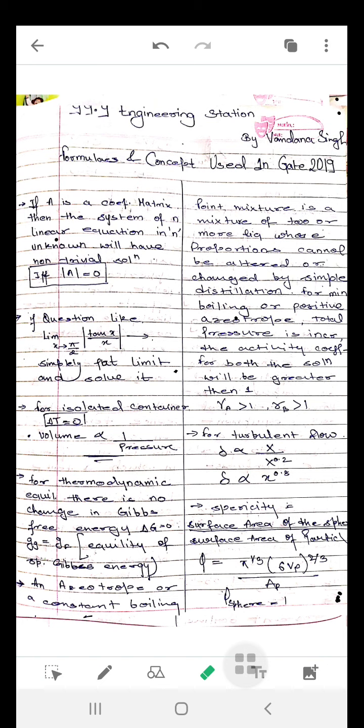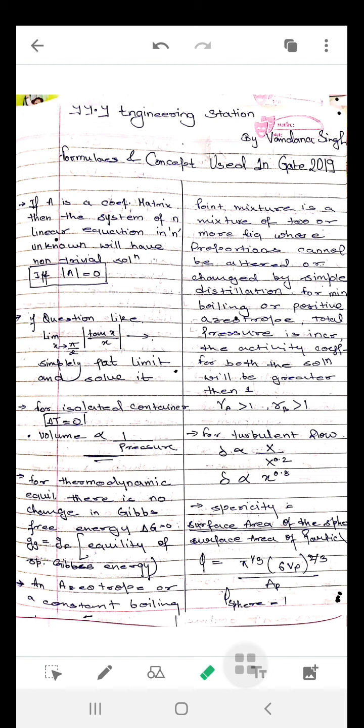In the third question, I just write down the main points: for the isolated container delta T is equal to 0. This is a must, and the volume is inversely proportional to the pressure. From there we get the relation for the entropy.